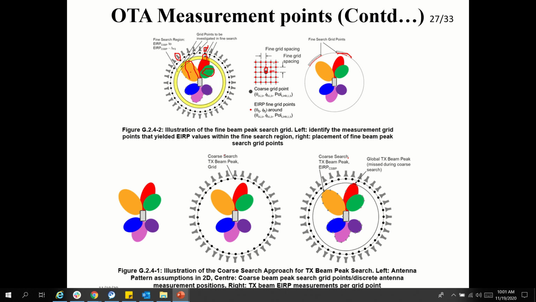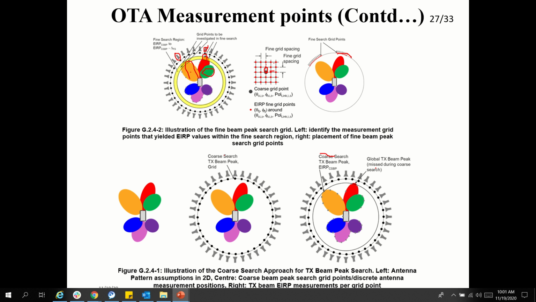So there are different kinds of searches there. One is coarse search. What they will do is sweep randomly 3-4 antennas. For example, out of these, they will activate some of the antennas and then see which direction the beam is. Then they will do the fine search.